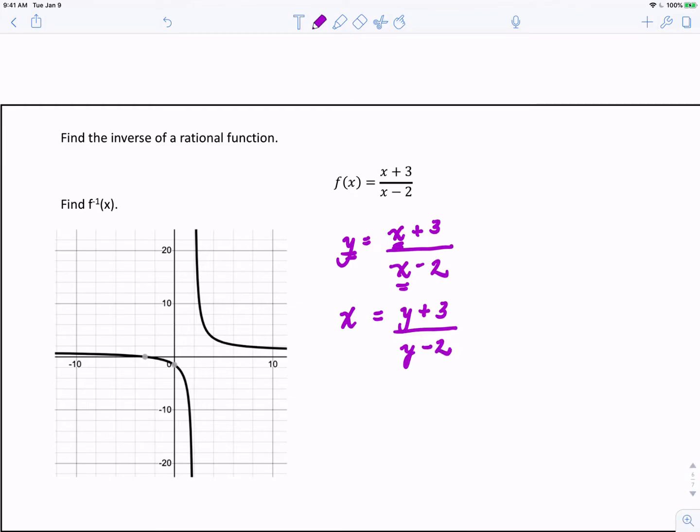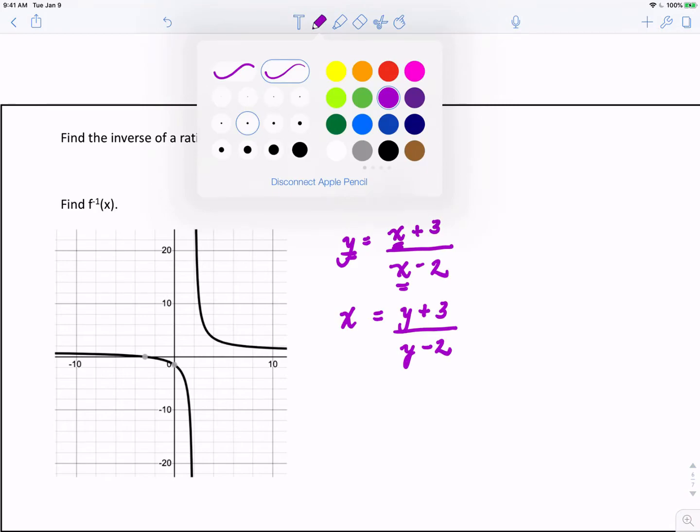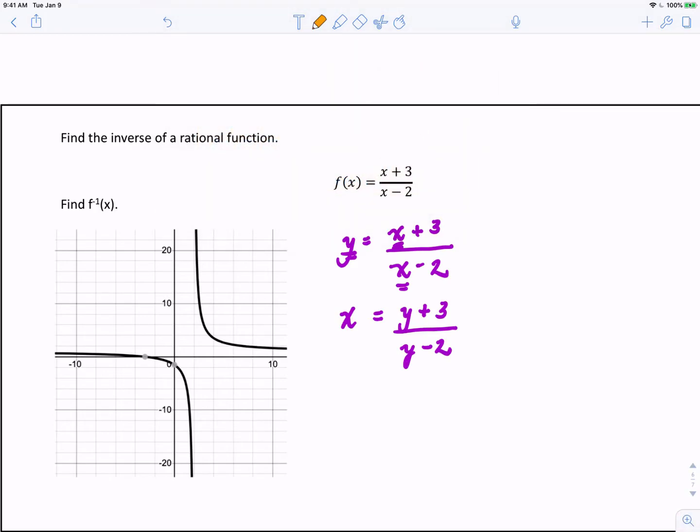Okay, so the next thing we would like to do is multiply to get rid of the fraction. So we'll take both sides of this equation and multiply by y minus 2. On the left side of the equation, as we distribute, we're going to get xy minus 2x is equal to, and then over here, we'll simply have y plus 3.